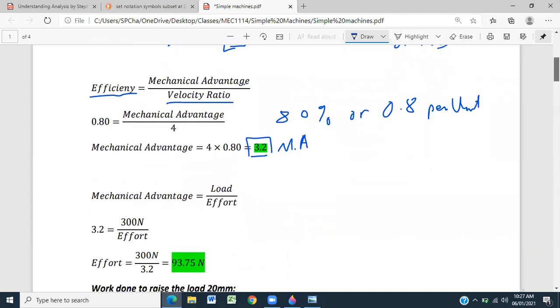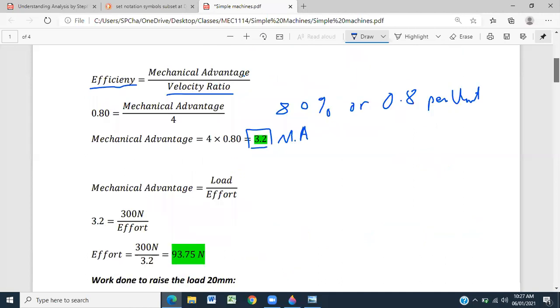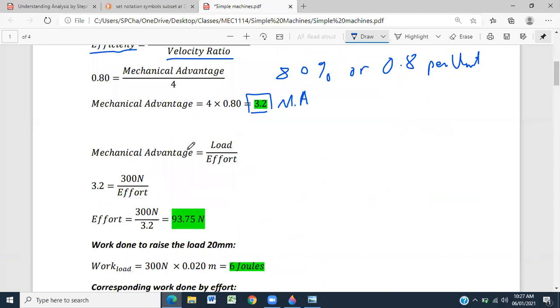Now we also want to find the effort required to lift this 300 Newton weight, right? The weight being lifted is 300 Newtons. What's the effort required to lift that? Well, we know the mechanical advantage is equal to the load we're trying to lift divided by the effort that we need. We just calculated the mechanical advantage by means of efficiency and velocity ratio, and we found it to be 3.2.